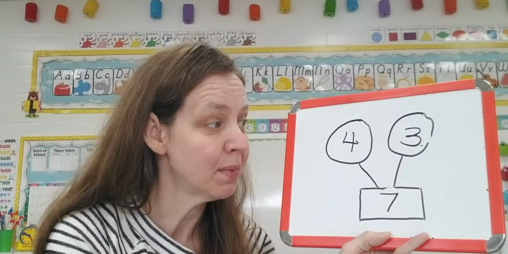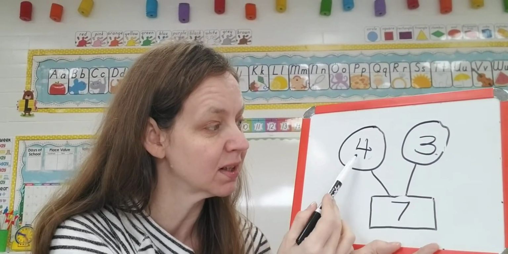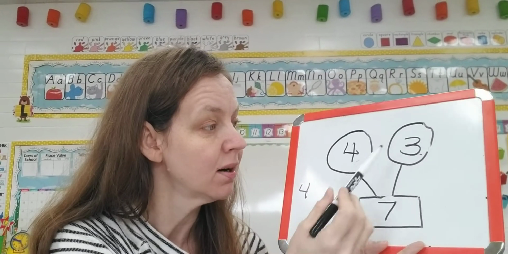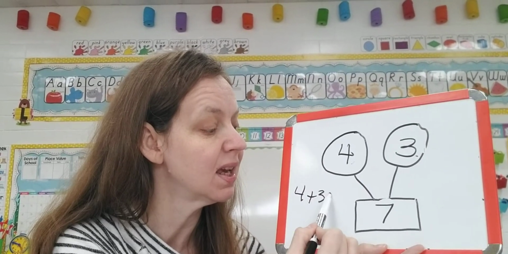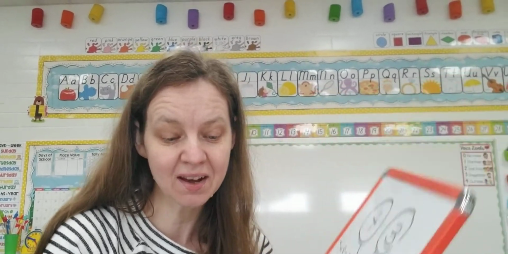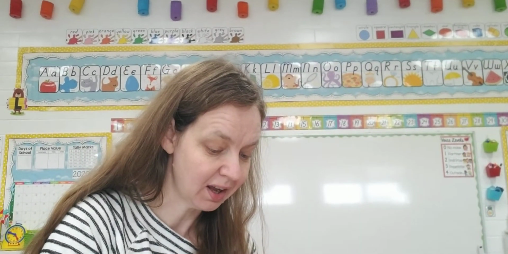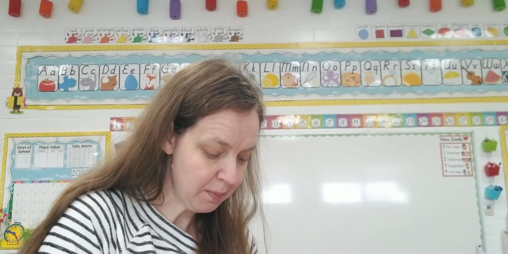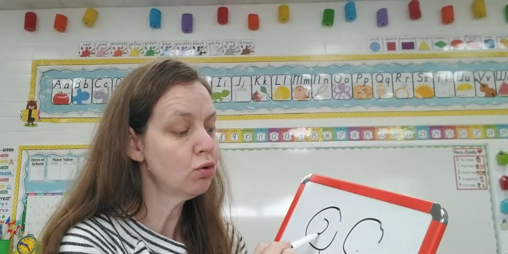Now I need to make a number sentence with these 3 numbers, so I'm going to start with that 4. 4 plus 3 equals 7. All right, I hope you're getting the hang of it. We're going to do a few more together. Keep following along.